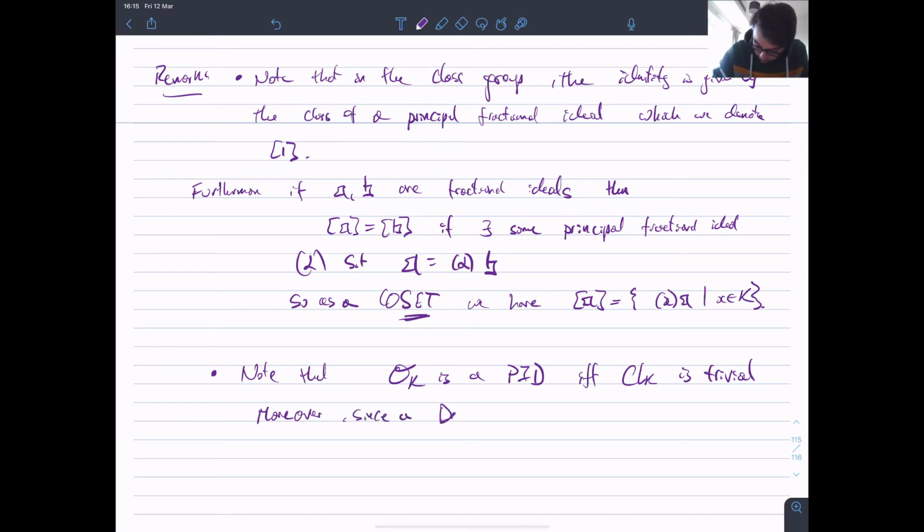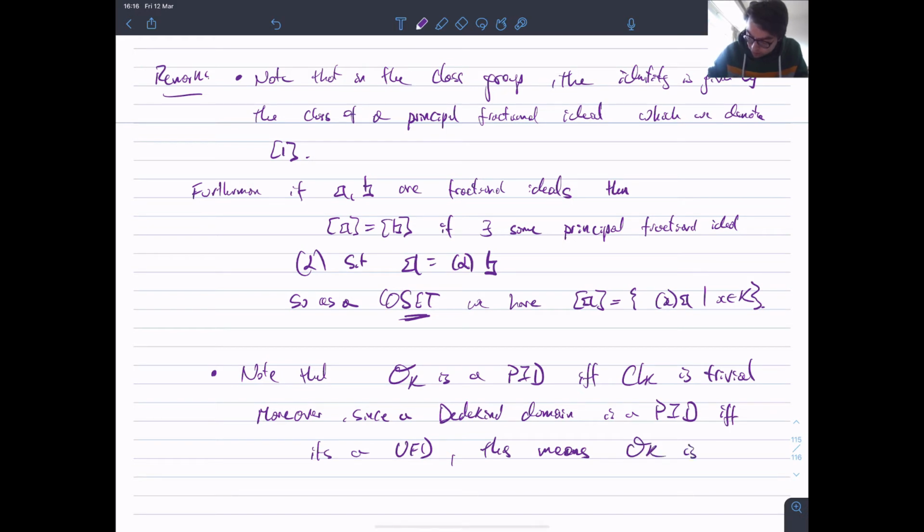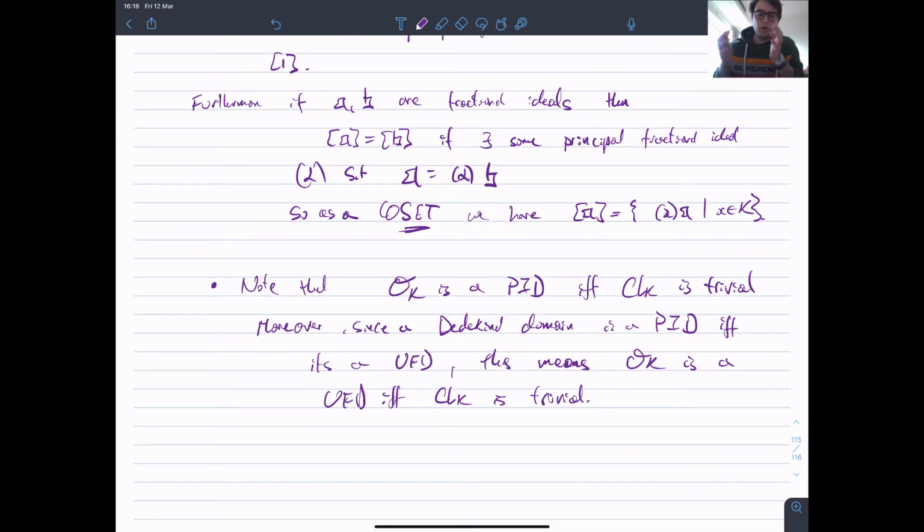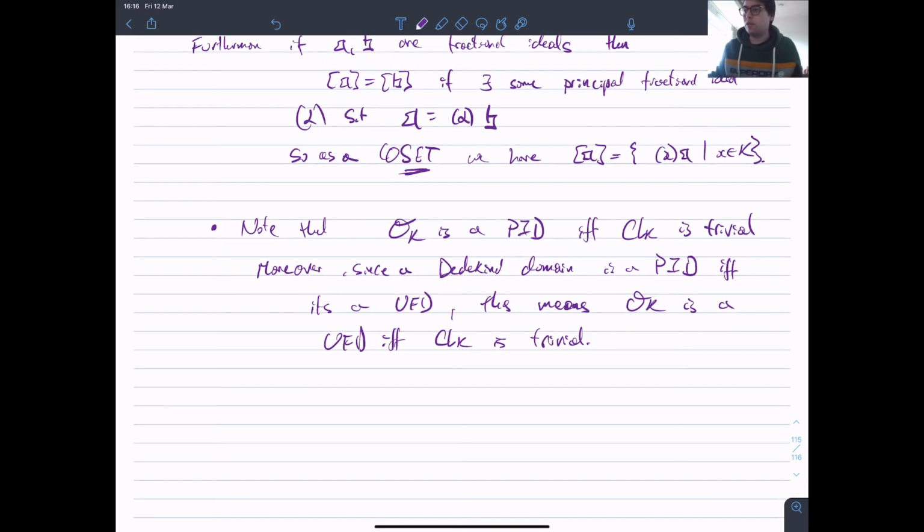Moreover, what I was saying before, since a Dedekind domain is a PID if and only if it's a UFD, something that we proved before, if you compose these together, O_K is a UFD if and only if the class group of K is trivial. So the class group not being trivial means that you can't be a UFD, which means that your structure is a little bit more complicated.